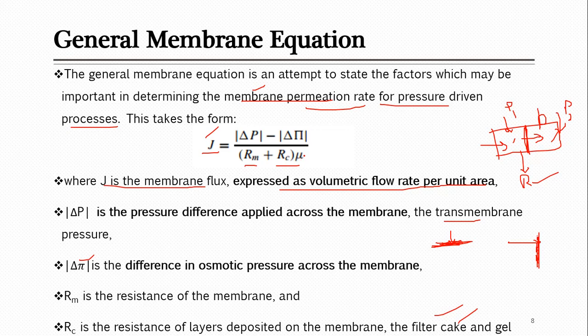And mu, by the way, this is for what? Viscosity. That's the viscosity of this system. Overall, this will be like your solvent which is passing through this system.